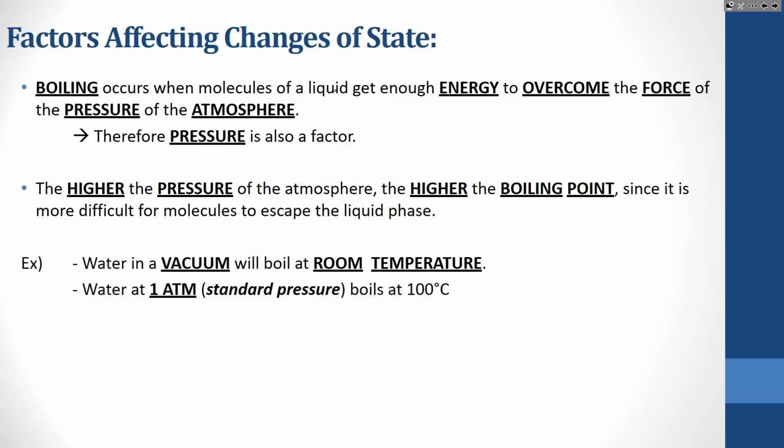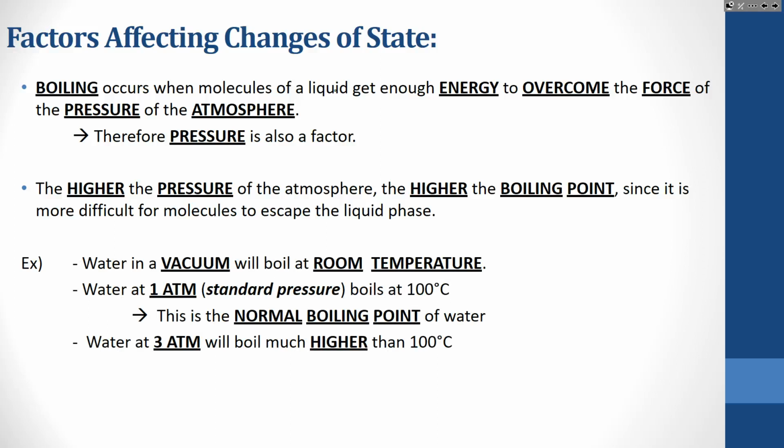So here's a couple of examples of that. Water in a vacuum, not a vacuum cleaner, but a vacuum where there's no atmosphere, will boil at room temperature. Water at 1 atmosphere boils at 100 degrees. If you put water under pressure, though, at 3 atmospheres, it boils way higher than 100 degrees. So these are all the different factors that can affect your boiling points and sometimes your melting and freezing points as well.